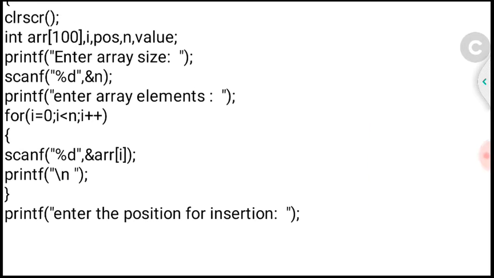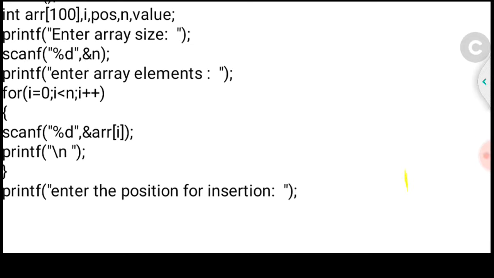arr is the name of the array, and 100 will be the size of that array. I is the counter, position will be given by the user, that will be stored in this variable. N is the variable which stores the size of the array, and value will be the item value or the element value given by the user. Now friends, we are asking the first question to the user, enter array size, that will decide the size of the array. The given size will be stored in n, %d address of n, and then we are asking the user to enter array elements. So if the user has given size 4, the user will give 4 element values.